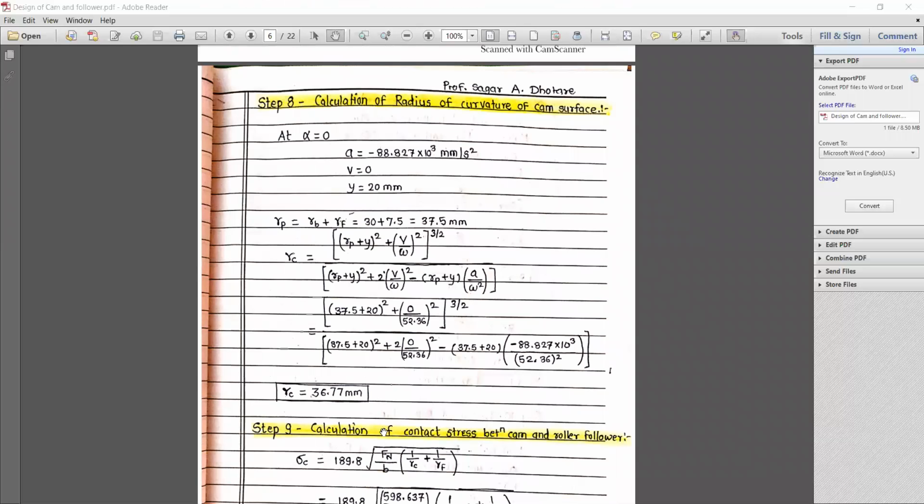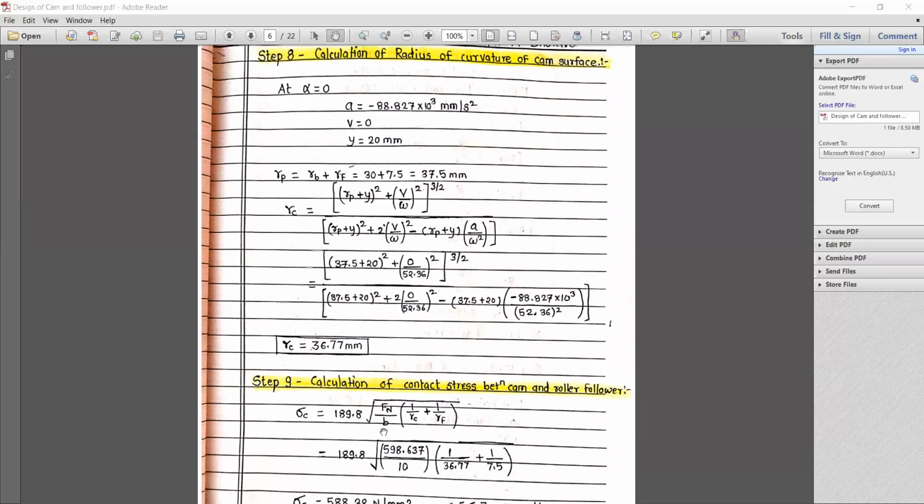Calculation of radius of curvature of cam surface. As we know that the pressure angle is 0, the maximum acceleration is minus 88.827 meter per second square, velocity is 0 meter per second, then displacement y is equal to 20 mm. Then the value of rp, we already know that rb plus rf is equal to 37.5.